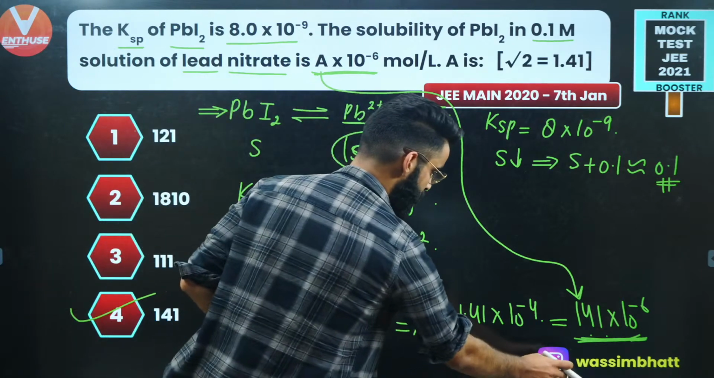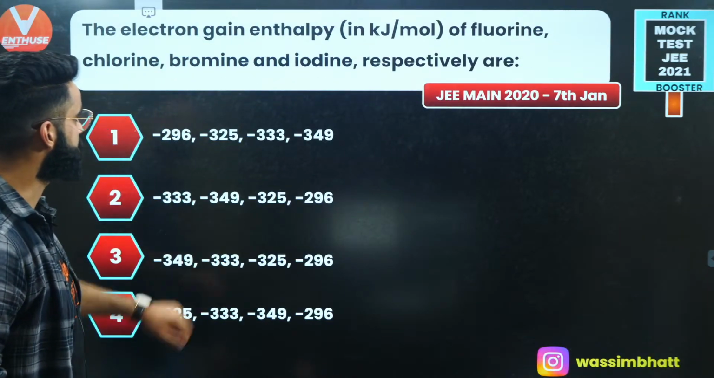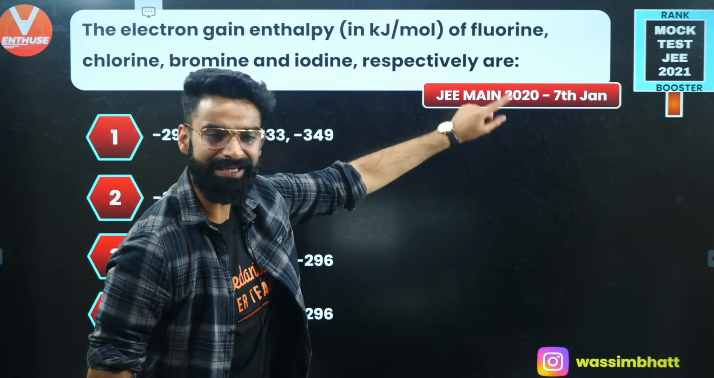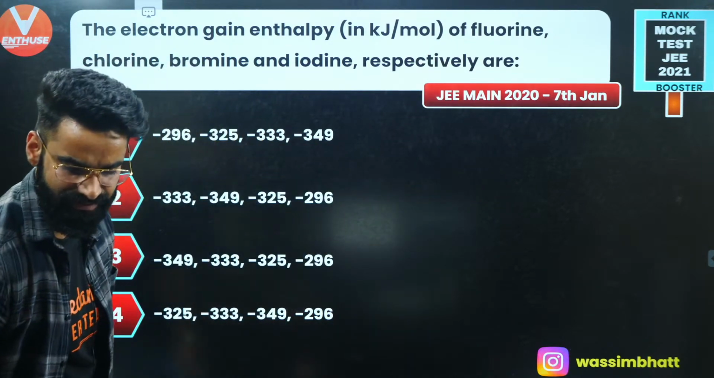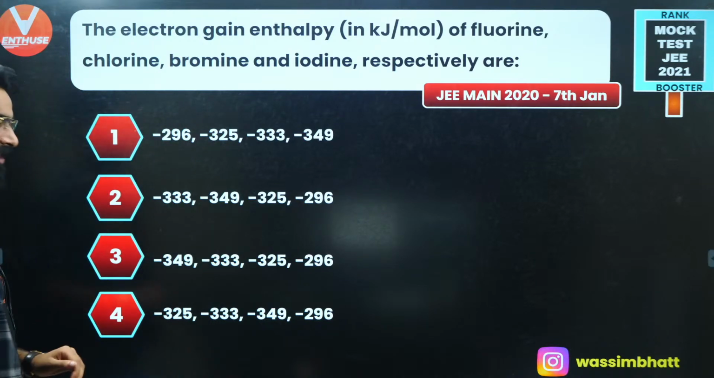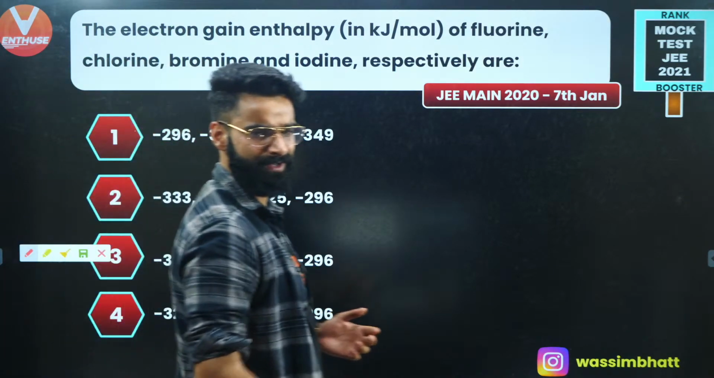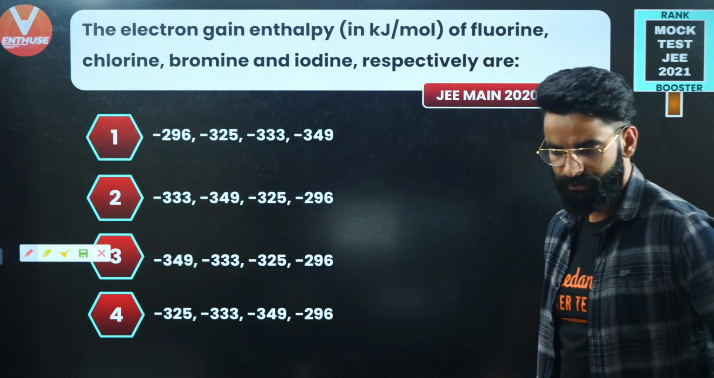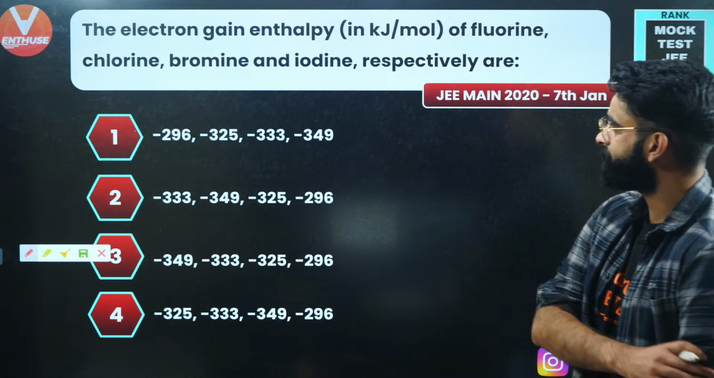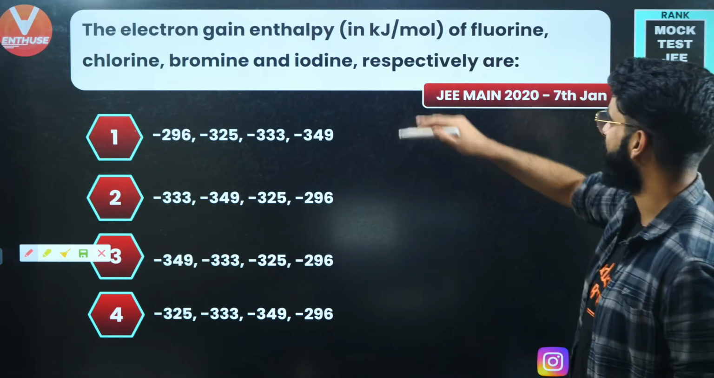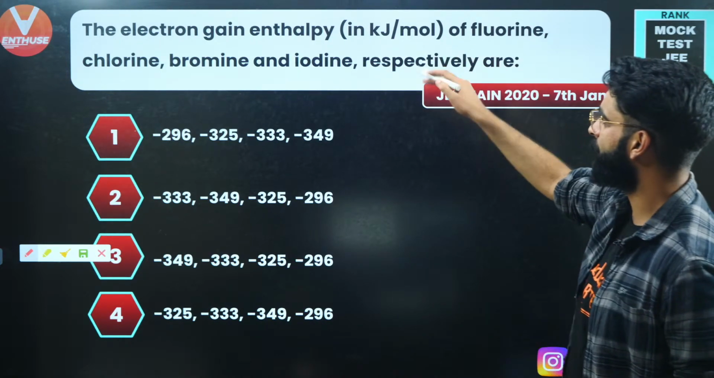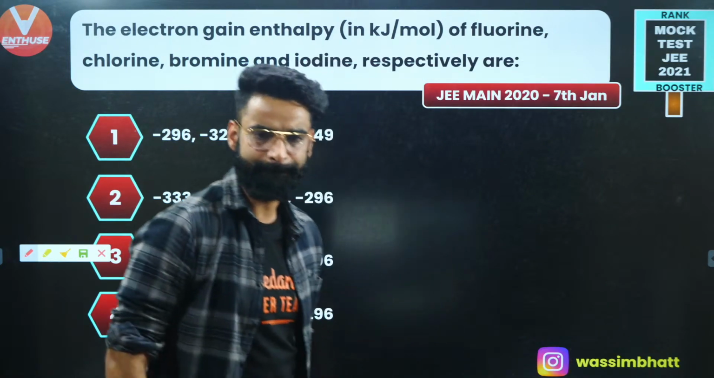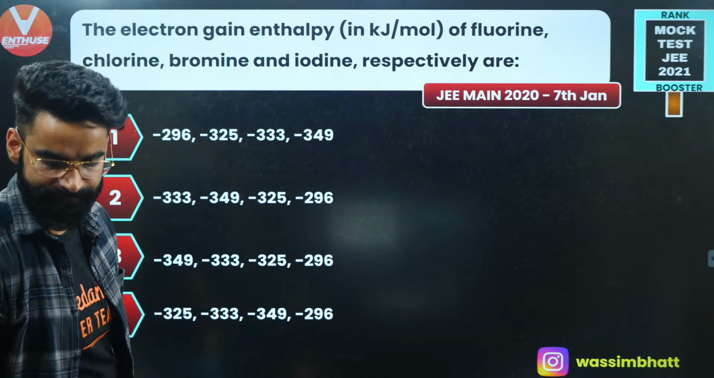Let's move on to one more question then. A very, very simple question which was asked in mains 2020 in the same attempt, 7th Jan session. You can let me know in the chat box what you think about this question. The electron gain enthalpy in kilojoules per mole of fluorine, chlorine, bromine and iodine respectively are. What do you think?